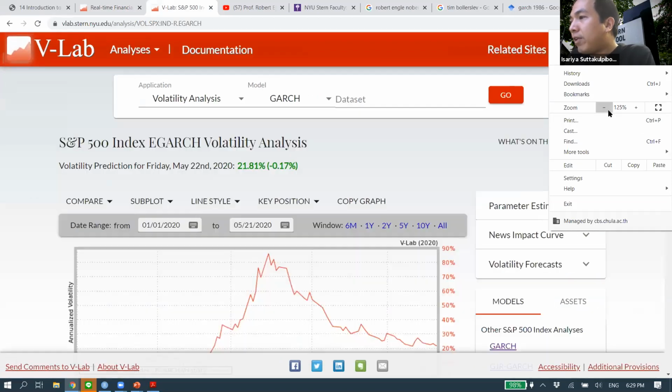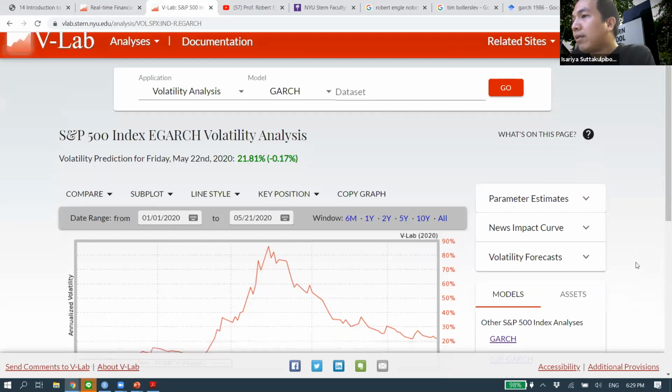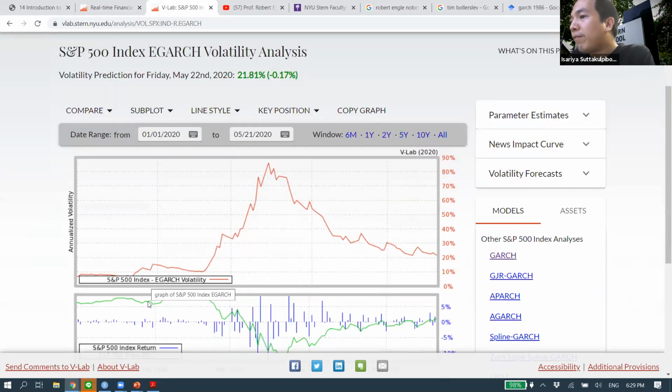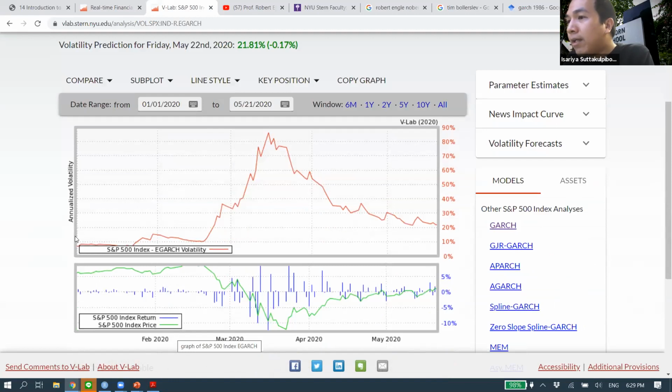Okay, so the S&P 500 is the stock index in the United States, right? And before, yeah, this is just at the beginning of the year, right? It's even below 10%, it's so serene, right? But after the COVID getting kicked in, the volatility went up from 10% to like 90%, right? It peaked in mid-March, right? And it has kind of slowed down right now, right? So that's what we can do with this GARCH modeling.